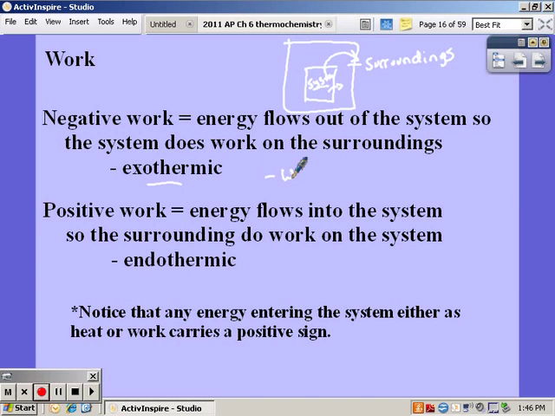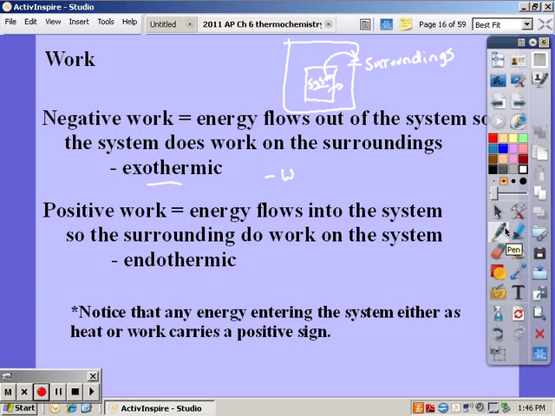Positive work is when energy flows into the system, so the surroundings do work on the system. So surroundings are doing work into the system, so it's flowing in. It's endothermic or positive work.